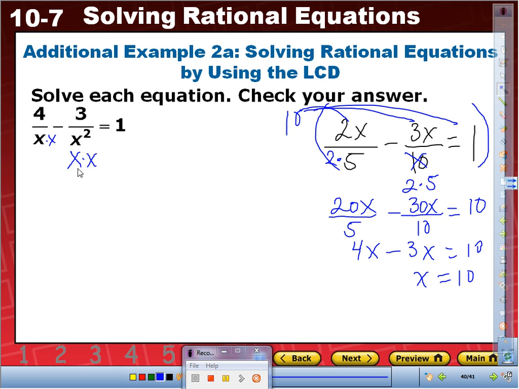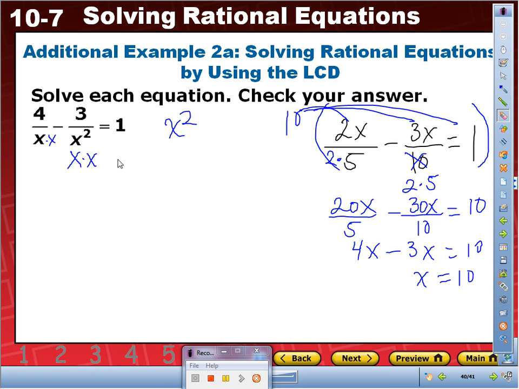X what? Squared. X squared. Notice that this one has x times x, and this one has x times x. Therefore, my common denominator is x squared. Are we there? So therefore, check this out. I'm going to erase these for right now. Our common denominator is x squared.